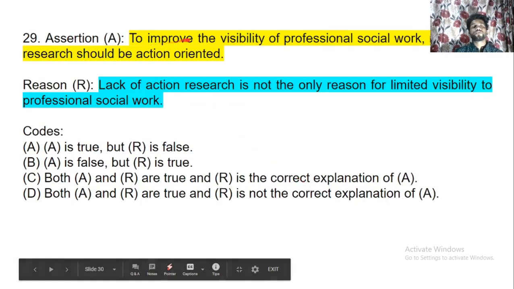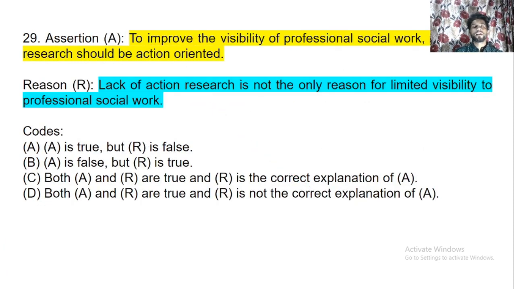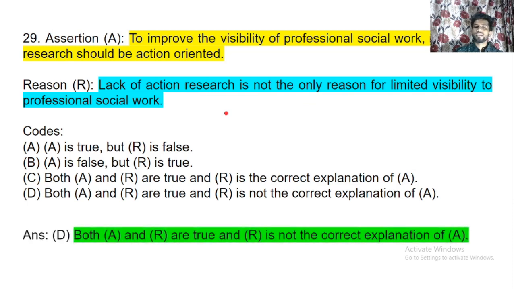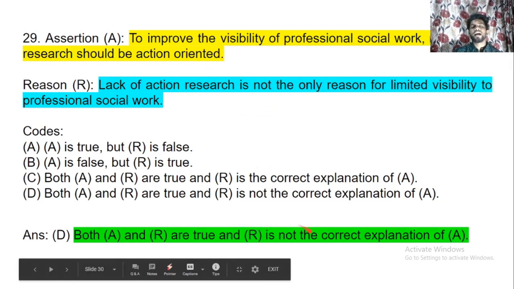The next question: to improve the visibility of professional social work, much of its research should be action oriented. Yes, it's correct. Lack of action research is not the only reason for limited visibility of professional social workers. Yes, both are true, but one is not linked with the other, because it's not a matching. It's talking about the visibility of professional social workers, and it's talking about the research area. So this is not linking with one another. So both are correct, but R is not the correct explanation of A.